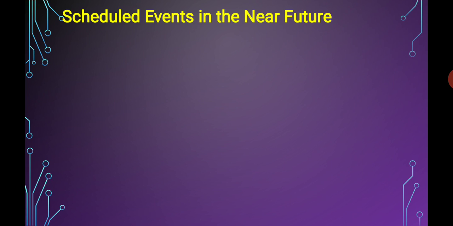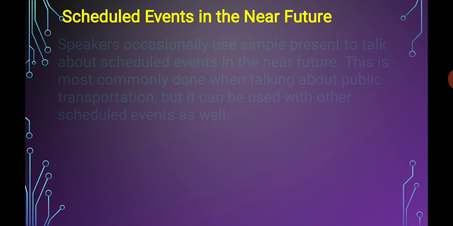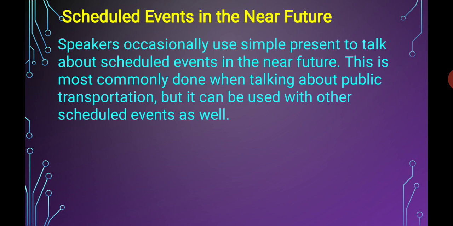The third use of simple present tense: scheduled events in the near future. It means that the schedule is ready, but the event will happen in the near future. Let's see what about this type. Speakers occasionally use simple present to talk about scheduled events in the near future. This is most commonly done when talking about public transportation, but it can be used with other scheduled events as well.